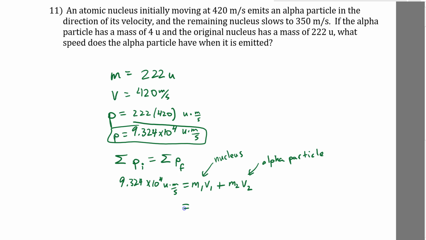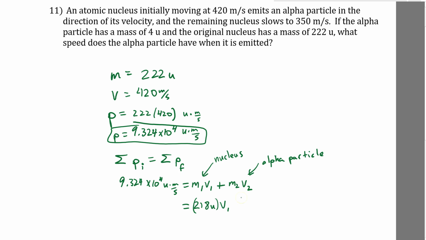We know the mass of the new nucleus will be the mass of the old nucleus minus the alpha particle. So I guess you need a slight understanding of alpha decay here. On the 1718 IB1 final exam, I will not give you a problem that requires you to know about alpha decay. But the mass of the new nucleus will be the mass of the old nucleus minus the mass of the alpha particle because it lost that. So that's 218u times whatever the speed of that nucleus will be.